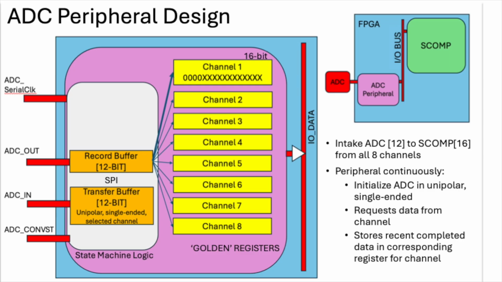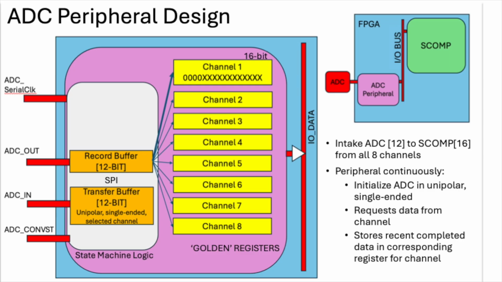The peripheral will continuously initialize the ADC in a unipolar single-ended mode, which the user cannot change. It requests data from a selected channel starting from channel 1, and it's going to use the SBI format to push the next command onto the ADC while also receiving the information from the ADC from the current channel.